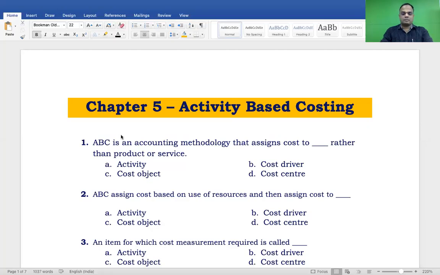Activity-based costing system, MCQs. First MCQ.